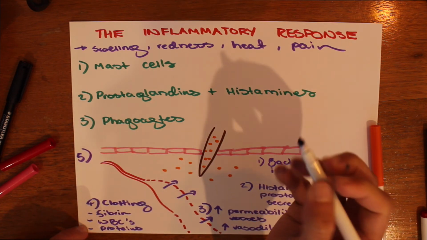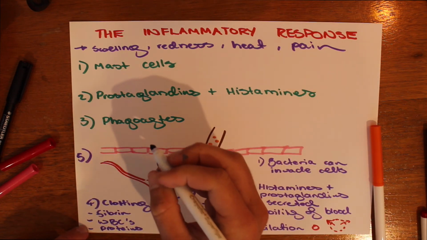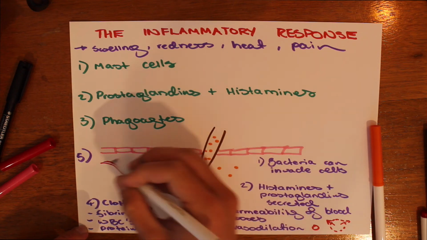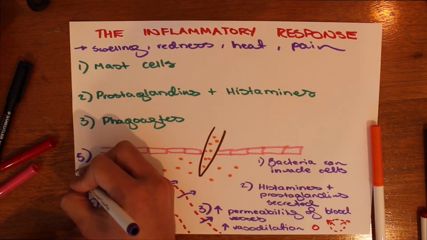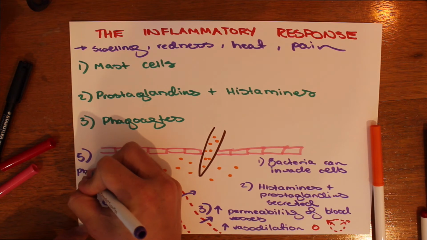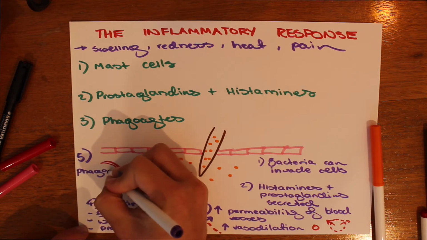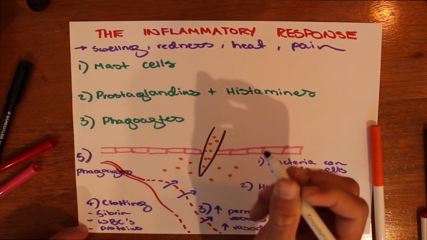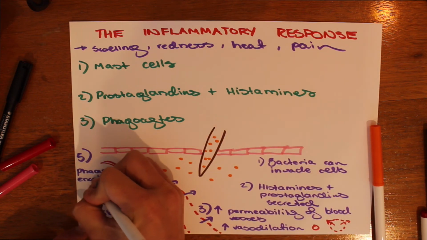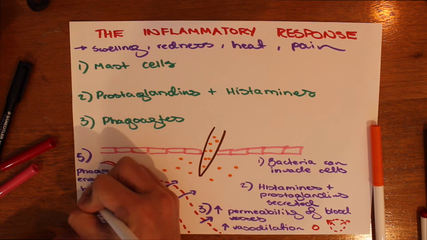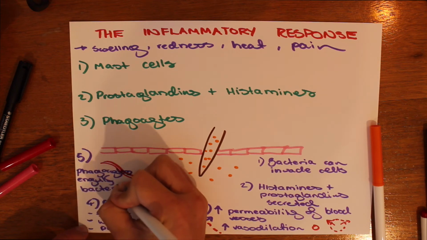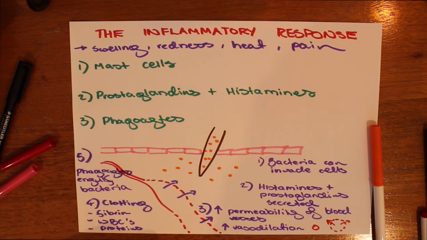So step 5 is now we have a whole bunch of white blood cells. So when white blood cells ingest things, they're doing phagocytosis. So we call them phagocytes. Phagocytes engulf bacteria. And that is step 5.